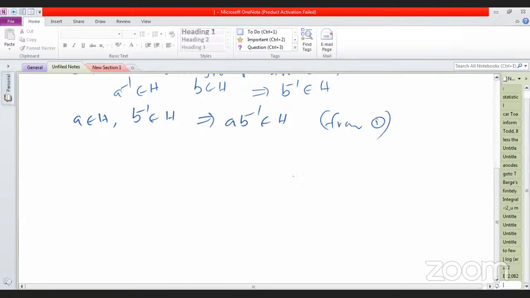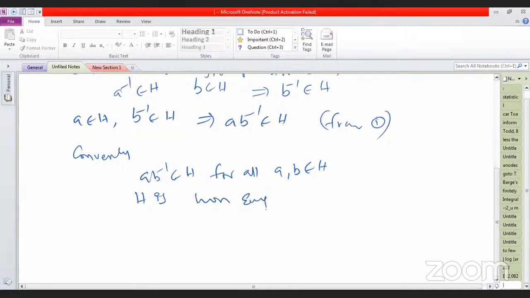So conversely, we can take the converse here. AB inverse belongs to H for all A comma B belongs to H. So therefore H is non-empty. We can choose small h belongs to capital H. What is small h and capital H? Anyone tell me?